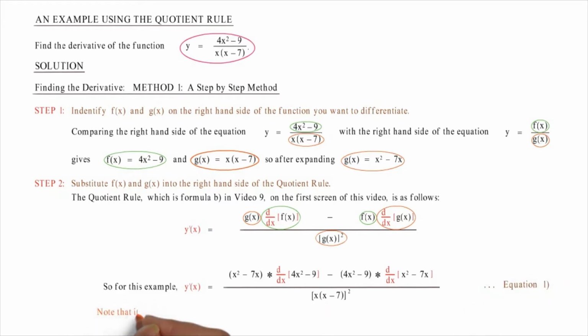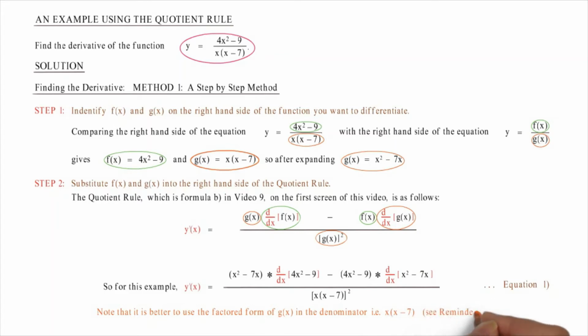Note that it is better to use the factored form of g(x) in the denominator, i.e. x(x minus 7). See reminder 1. To review steps 1 and 2, you should pause this video now.